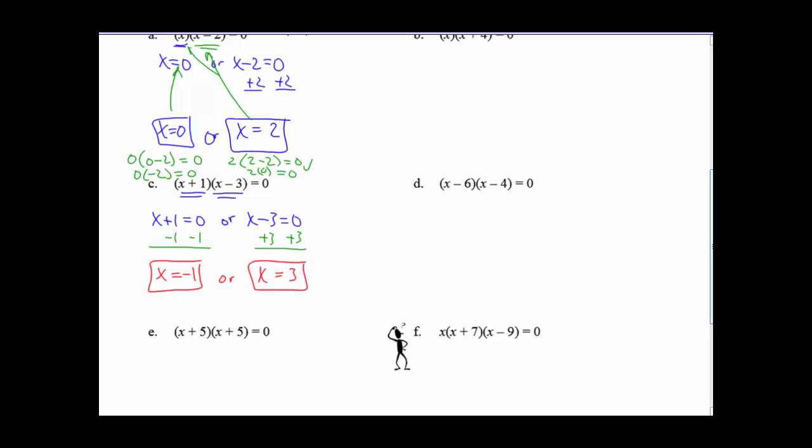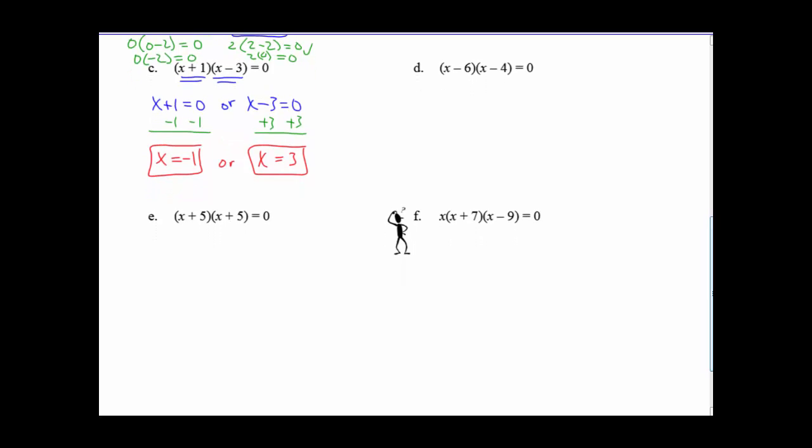All right, let's skip to F. What is he thinking? Well, again, how many factors do we have? Hopefully you're thinking 3. There's an x times an x plus 7 times an x minus 9. We need to take all 3 factors and set them equal to 0. So x can equal 0, or x plus 7 should equal 0, or x minus 9 should equal 0.